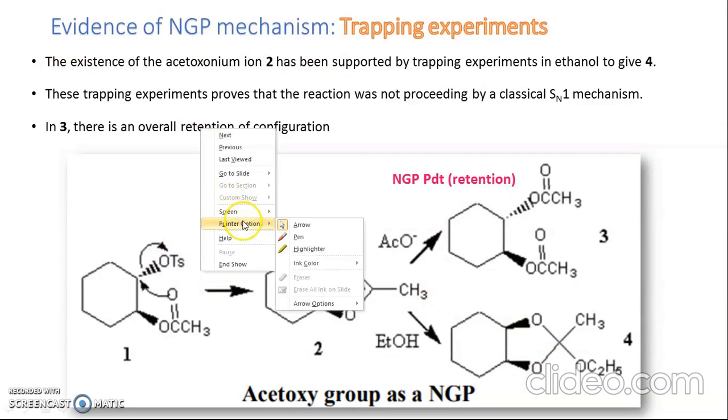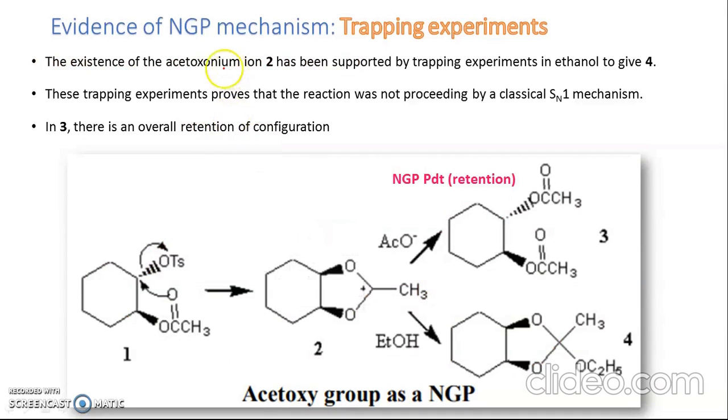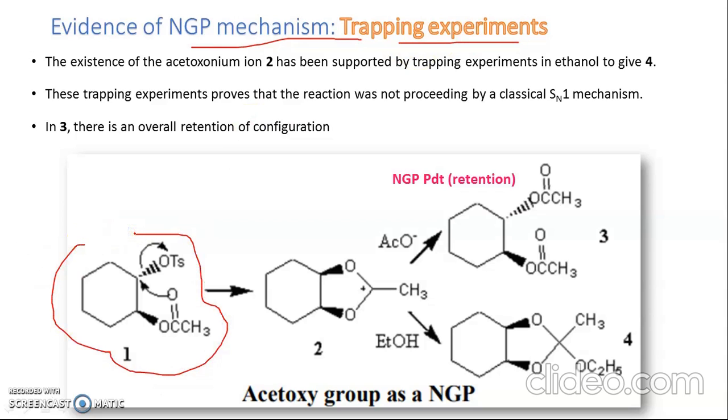Now how can we prove that NGP is actually taking place? That is the evidence of NGP mechanism. So what can we do? We can do a trapping experiment. So look at the first molecule. There is an OTS group. We have already seen what an OTS group is, and this is an acetoxy group, OCOCH3. So here in the acetoxy group, the lone pair over this oxygen is acting as an internal nucleophile. It is attacking this carbon, and OTS minus leaves.